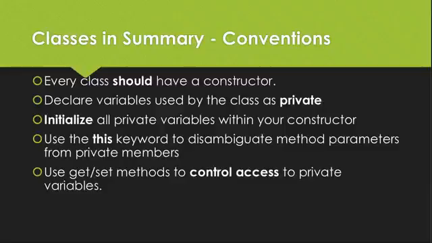Every class should have a constructor. Any variables that you need to use to implement what your class is set out to do, those variables should be set as private, not public. You should initialize all your private variables, that is, give them meaningful initial values within your constructor. If you need to accept parameters in your constructor, and then use the parameters given to the constructor to set initial values on your private members, use the this keyword to disambiguate the method parameters from the private members. And then last but not least, use get and set methods to control access to the private members.